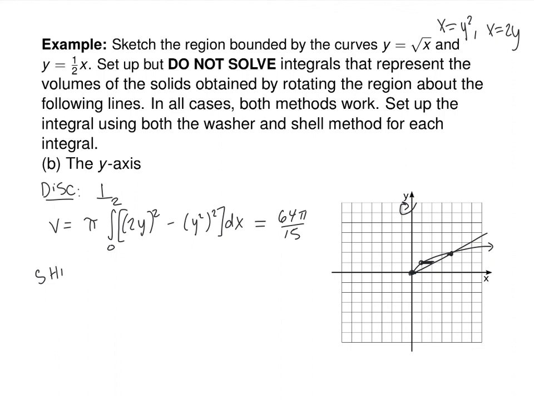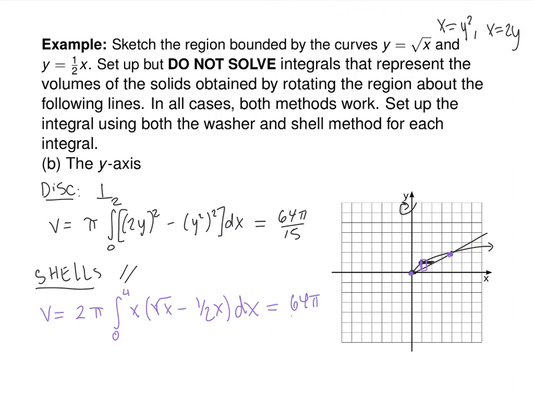Okay, now if we do shells, slice parallel to your axis of rotation. So we're slicing like this. And the formula there is 2 pi. Now our shells begin at an x value of 0 and they end at an x value of 4. The radius will just be x and the height will be root x minus 1/2 x. And as long as you've done everything correctly, this should also give you 64 pi over 15. So disk or shells, either one.